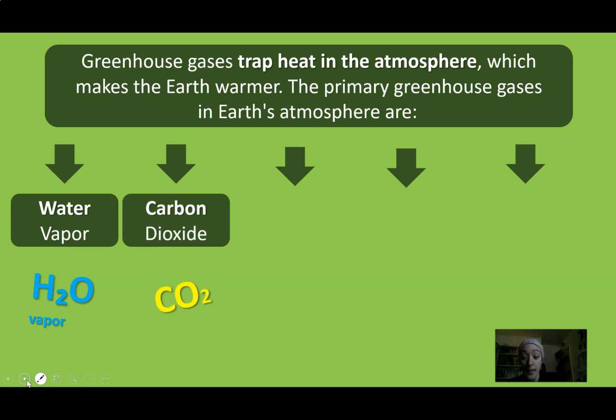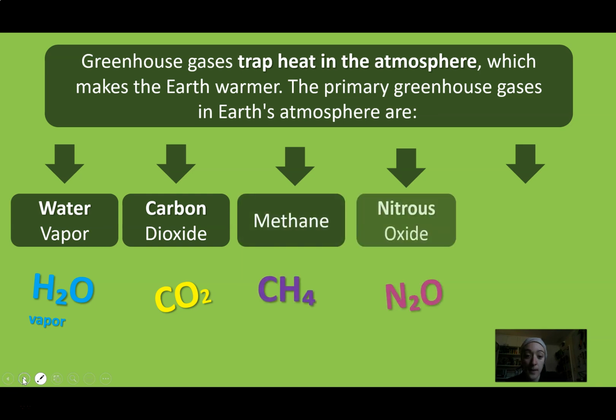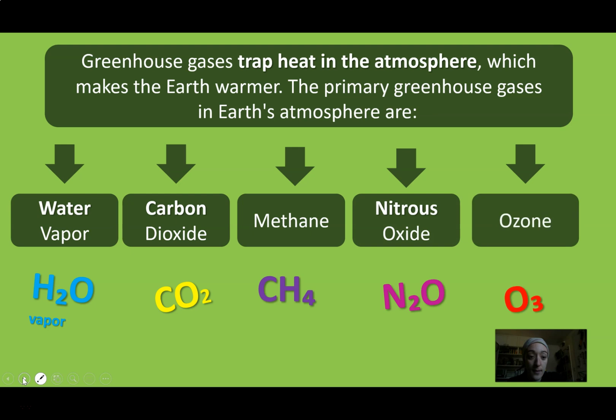Okay, carbon dioxide, another familiar gas. Then we have a few that you may or may not have heard of before: methane, nitrous oxide, and ozone. These are gases that occur naturally on Earth, but they're also gases that we as humans can create. We can make more of them, and that can lead to problems. We'll talk about that in a second.